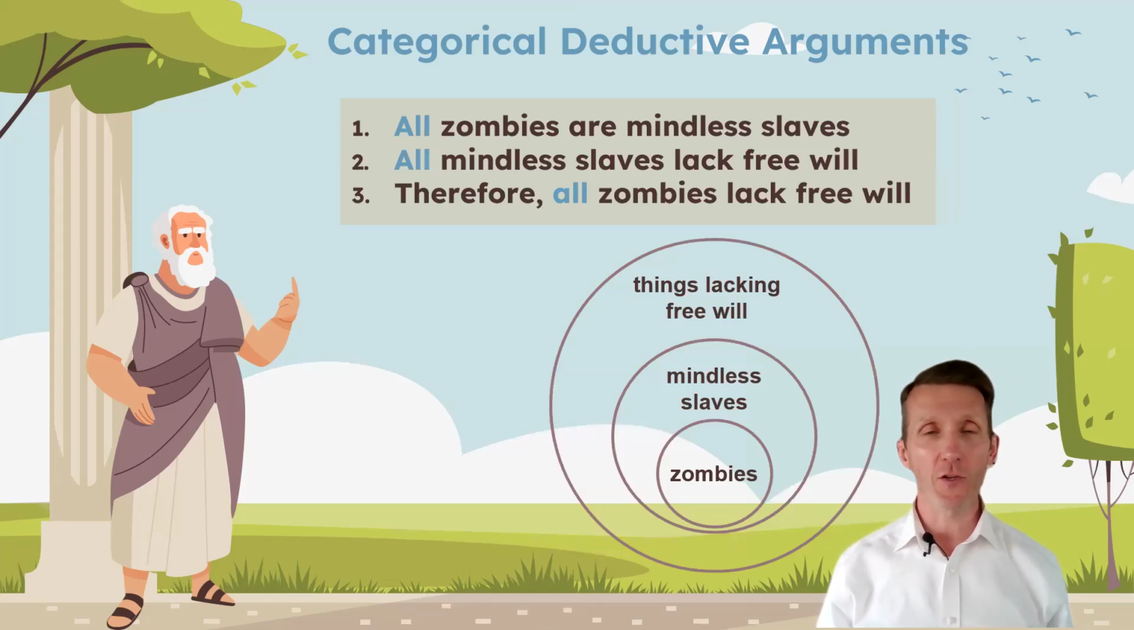And you can visualize these like we did earlier with the different categories in different circles. And so here's a basic categorical deductive argument. All zombies are mindless slaves. All mindless slaves lack free will. Therefore, all zombies lack free will.